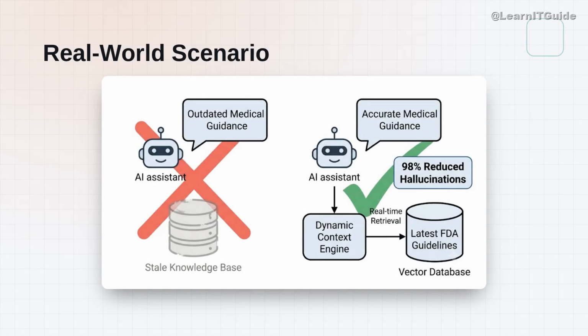Let's look at a real-world scenario. An online healthcare scheduling platform had a major issue where their AI assistant gave outdated medical advice. By implementing a dynamic context engine that retrieved the latest FDA guidelines from a vector database in real time, they reduced hallucinations by 98%. This is how engineering context creates actual business value.